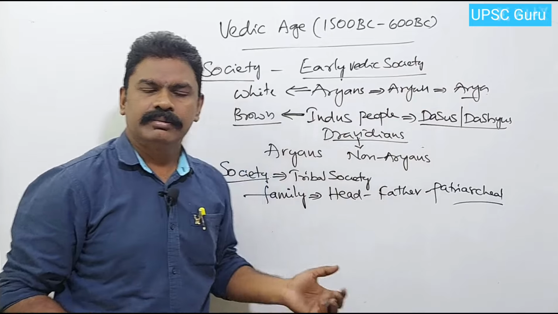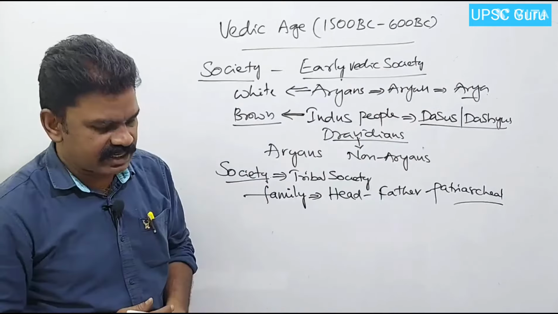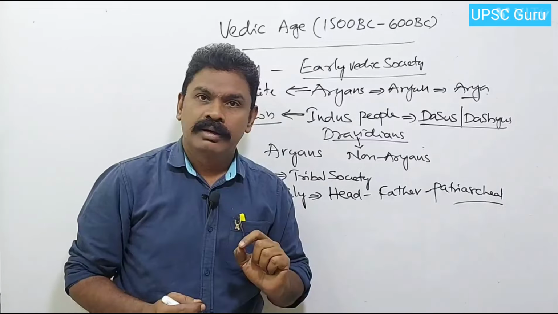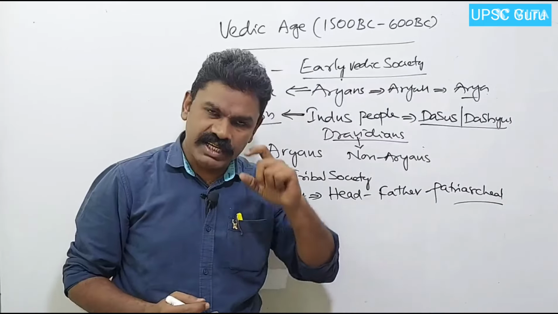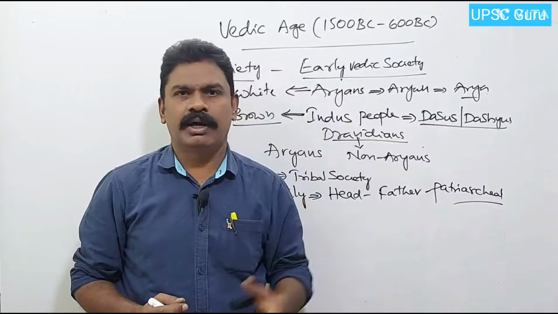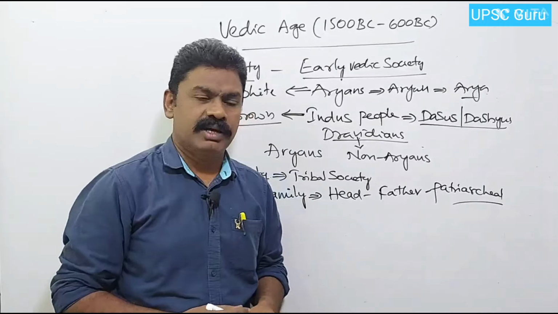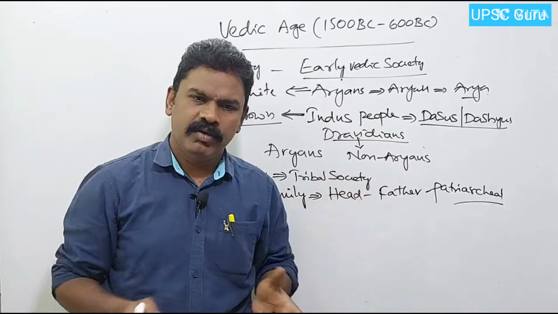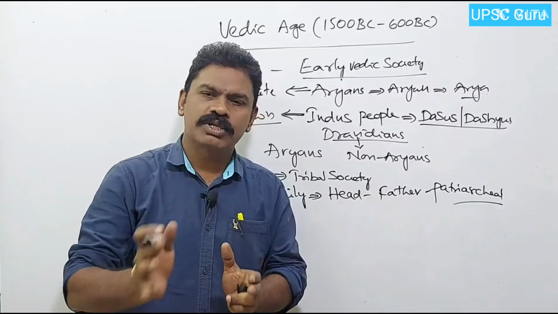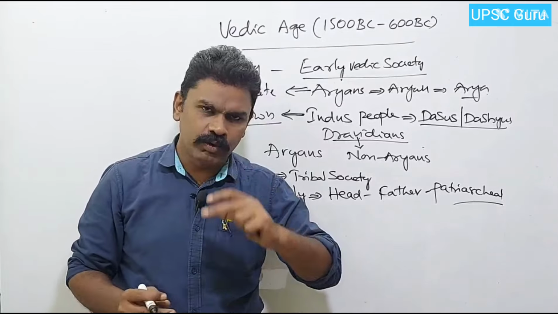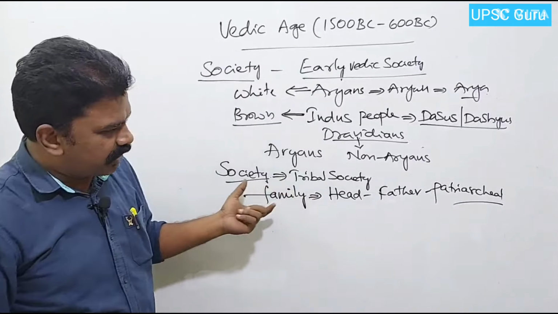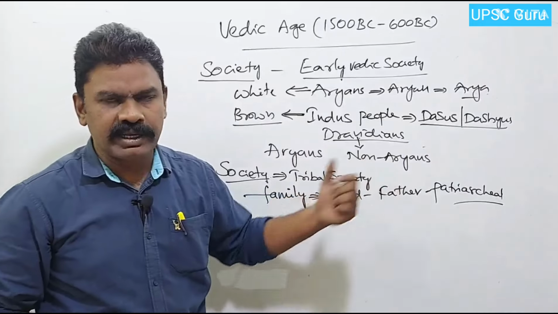Aryan society started the patriarchal society. The senior male would be the owner of the family, and the senior male would give all the guidance. Everybody would listen to the words of the senior male and give him respect. So the senior male dominated the family, that is a patriarchal family.